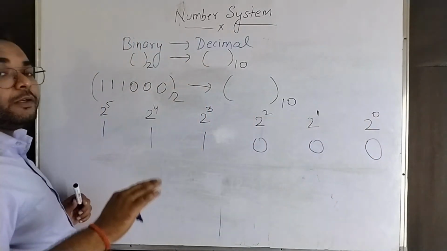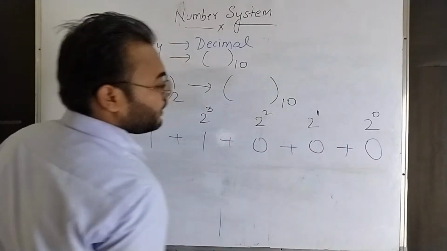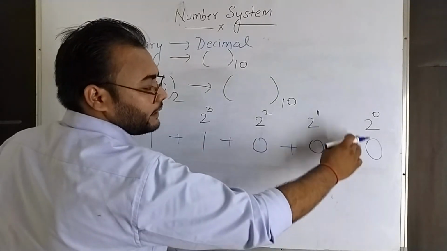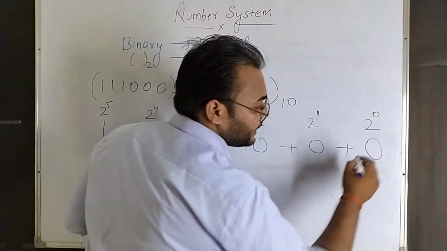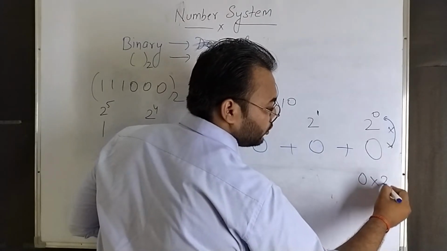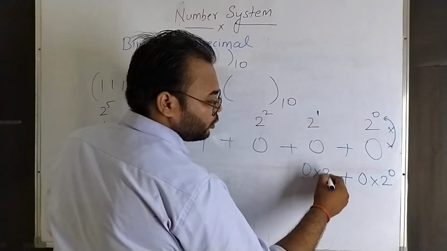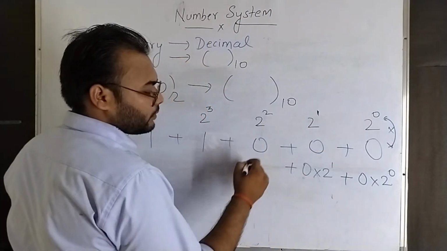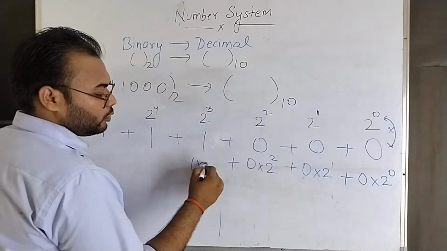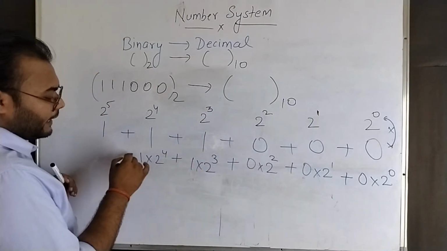Now, what are we going to do? We are going to add all the numbers. Now we have 1 plus 1 plus 1 plus 0, 0, 0. The first concept is we are going to multiply. 0 into 2 to the power 0, plus sign. Again 0 into 2 to the power 1, plus sign. 0 into 2 to the power 2, plus sign. 1 into 2 to the power 3, plus sign. 1 into 2 to the power 4, plus sign.